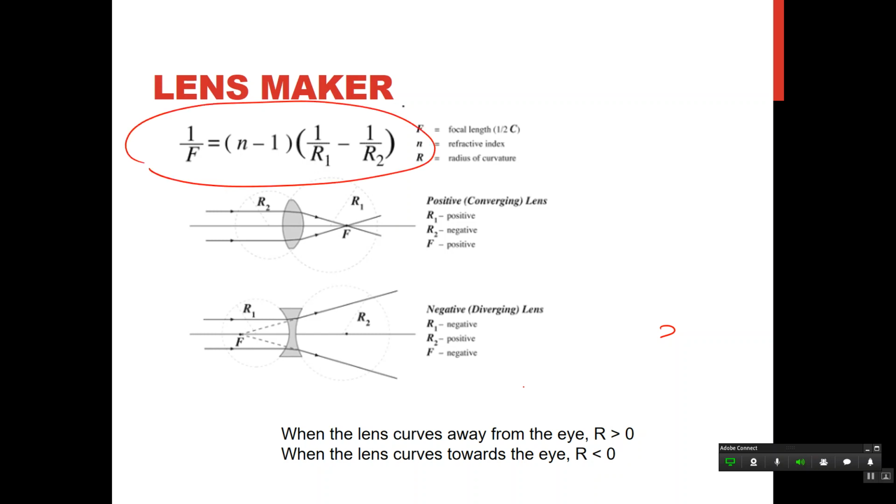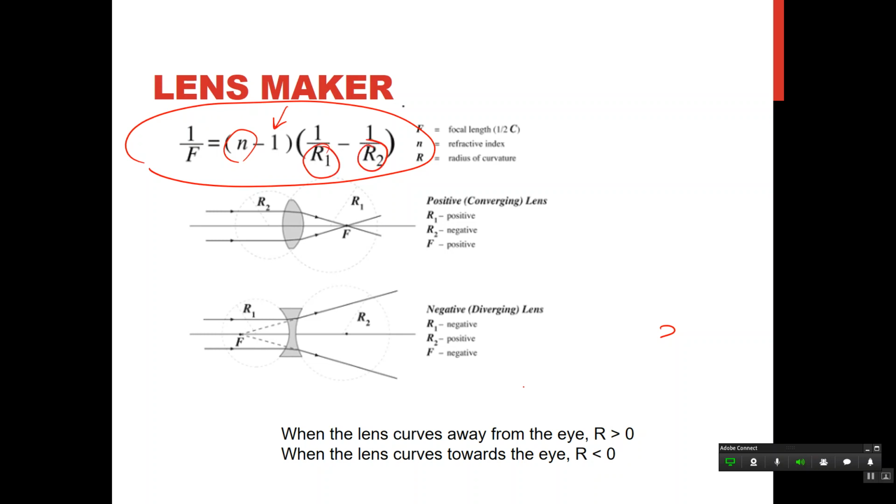The equation is 1 over f, where f is the focal point, multiplied by the refractive index of the material. If you're using glass, for example, it's 1.5. If you're making diamond glasses, your refractive index is 2.4. And this 1 here represents the refractive index of air, right? So if you're an aquatic animal and you want glasses to see underwater because your fish is myopic or whatever, you're going to use the refractive index of water instead of air. And here, R1 and R2 are the radius of curvature of each side of your lens.